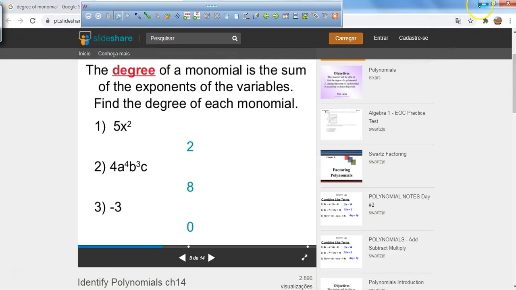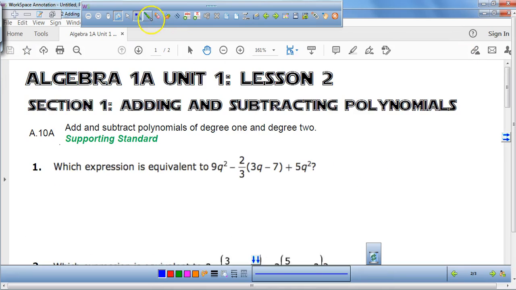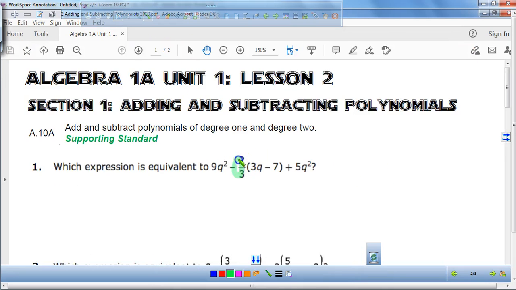Now, if we want to add those together, we can only add like terms together. So we're going to be working through these expressions one by one. When you are working on these, one thing you want to make sure is that you look for the distributive property.